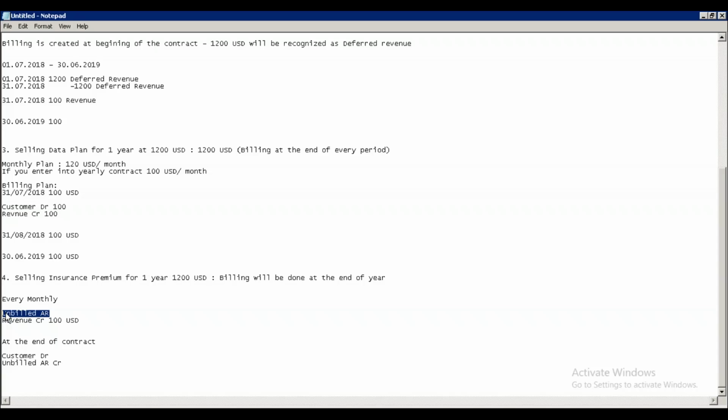We need to go through complicated scenarios later, because it may happen that in one single sales order you have a material and also a service. The material you want to recognize right now, the service you need to recognize every month. So those complicated scenarios will follow. Okay, thank you.